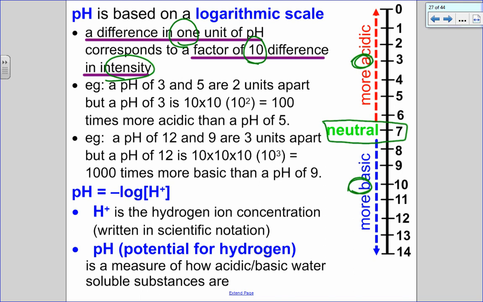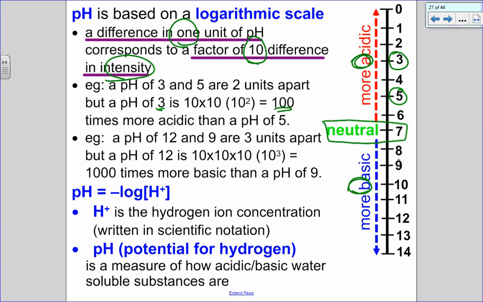So if I have, for example, a pH level of 3 and a pH level of 5, these are 2 units away on the pH scale. But each time I go up a unit, it's a factor of 10. So it's like saying the difference is 2, but the intensity is 2 factors of 10. Well, 2 factors of 10, 10 squared, is just 10 times 10 or 100. So what that would tell me is that a pH of 3, and see it's more acidic because it's a smaller number, is 100 times more acidic than a pH of 5.